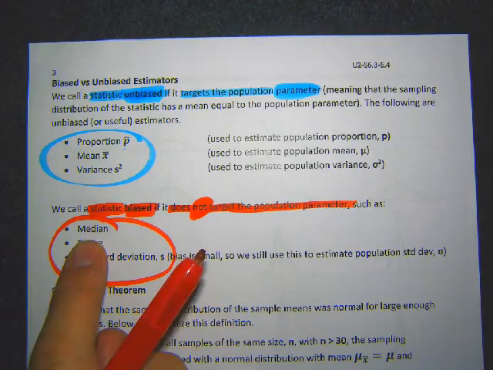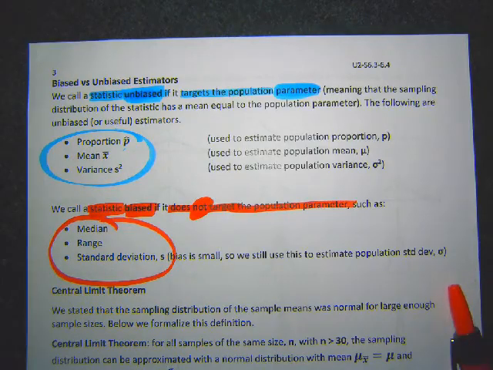Median is also not very good. Remember, median is the middle number. Well, again, if you pick a sample from a large set, you might miss out on a lot of large numbers or a lot of small numbers. Median might get messed up, so it might not be very good. So median is not good.